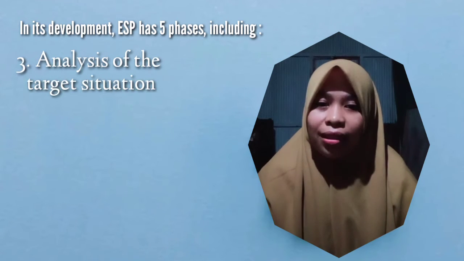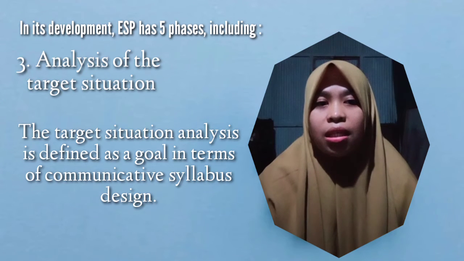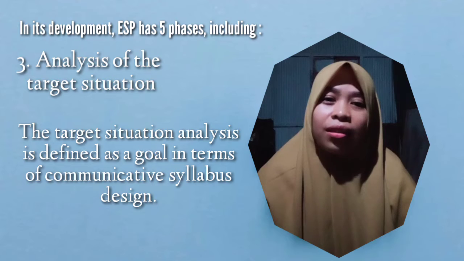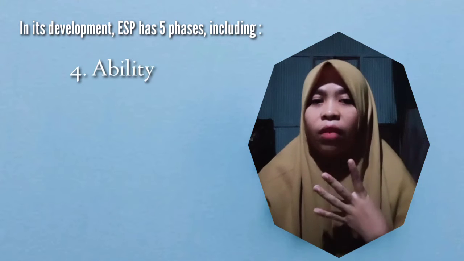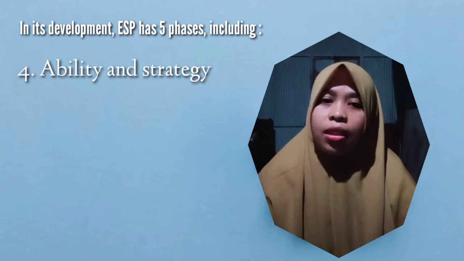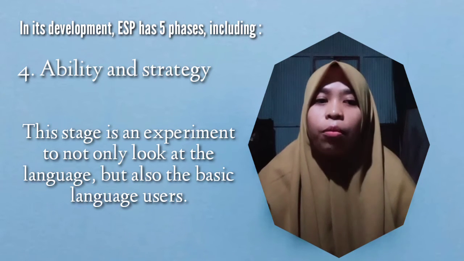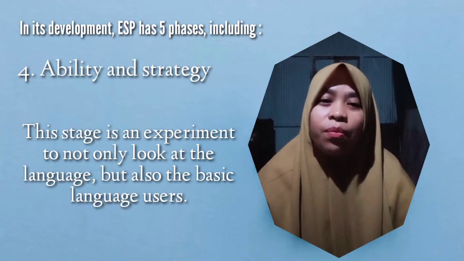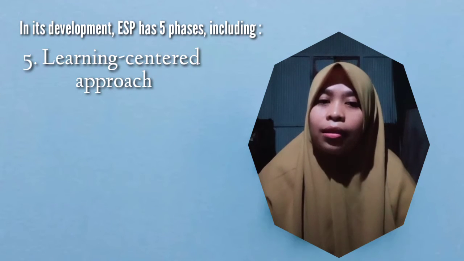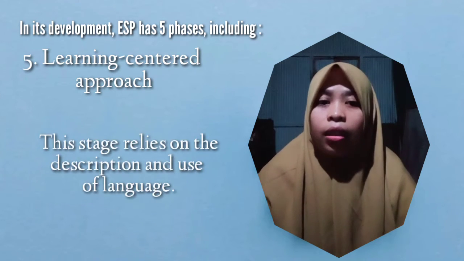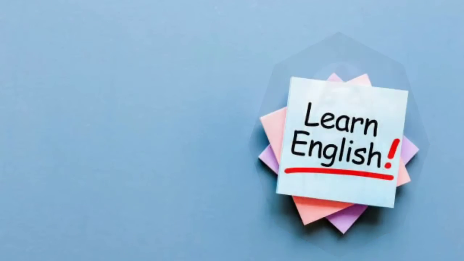Number three, analysis of the target situations. The target situations analysis is defined as a goal in terms of communicative syllabus design. And number four, ability and strategy. This stage is an experiment to look not only at the language but also at the basic language users. And number five, learning centered approach. This stage relies on the descriptions and use of language.